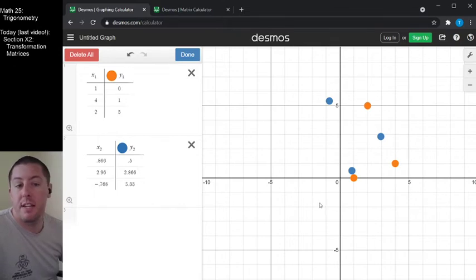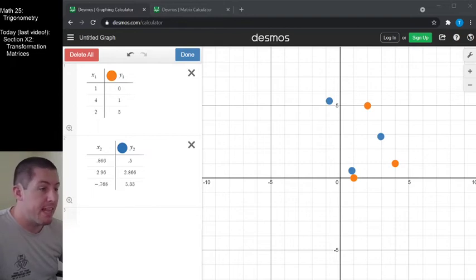So what I'm seeing here is that the triangle in blue looks very, very much the same shape as the triangle that we're seeing in orange. It's just been rotated by 30 degrees in space right there. So I think that we nailed this guy right here. It seems to me like we were able to appropriately transform.